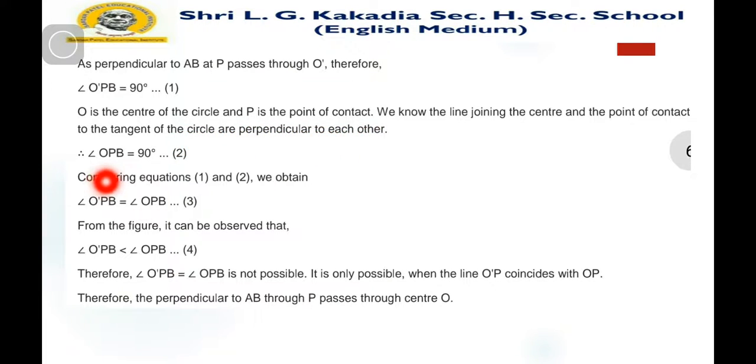So we can also say that angle OPB is equal to 90. So from equation 1 and 2 we can say that both the angles are equal, but they are not. From the figure we know that angle O'PB is less than angle OPB. So we cannot say that both are equal. It is not possible, but it is possible when the line O'P coincides with OP. Hence we can say that the perpendicular to AB through P passes through center O.